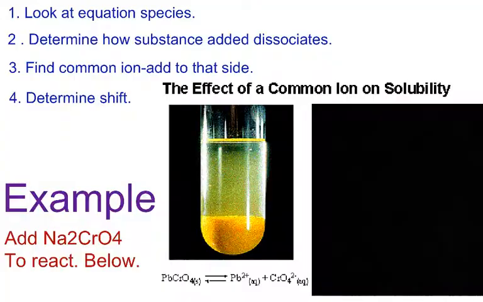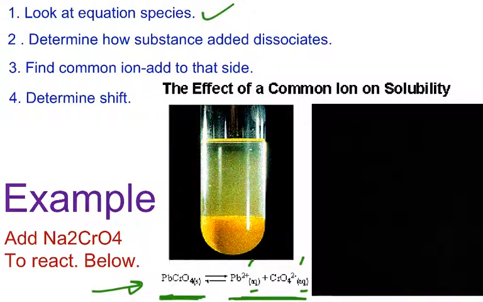Now, when you have a question with a common ion effect, you simply look at the equation and the species involved. For example, you have a reaction right here. You notice on the reactant side, we have a solid ionic compound, and on the product side, we have ions, because you see the charges, and they're in the aqueous phase. We take all those things into consideration.